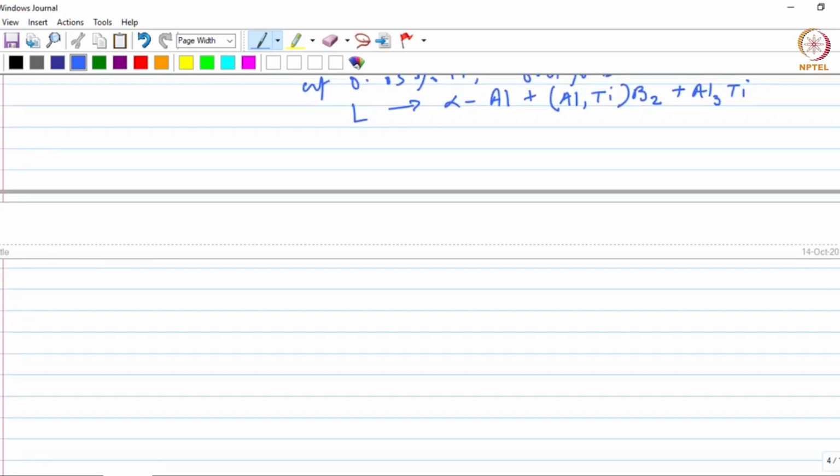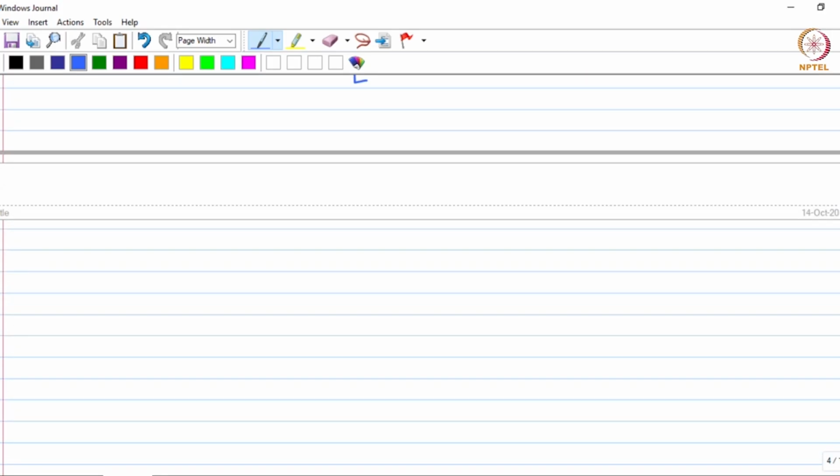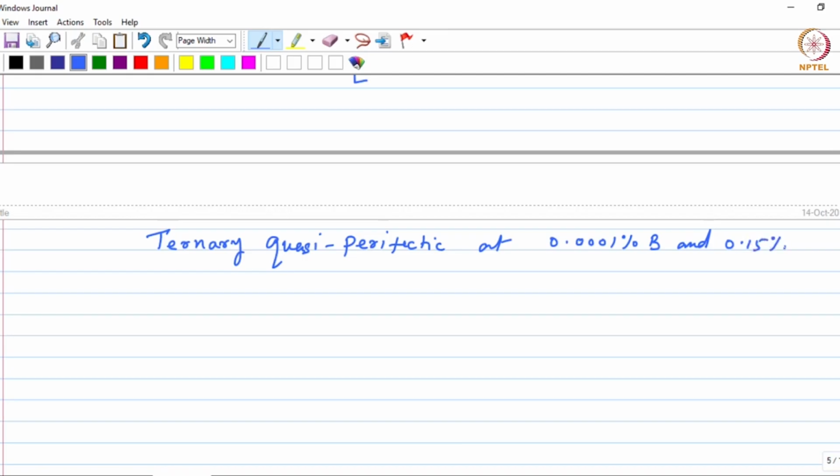And some have also suggested presence of a ternary quasi-peritectic. At around 0.0001% boron and 0.15% titanium. And this quasi-peritectic goes as follows.